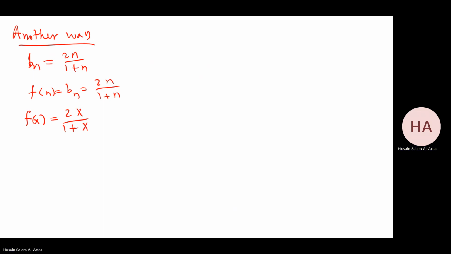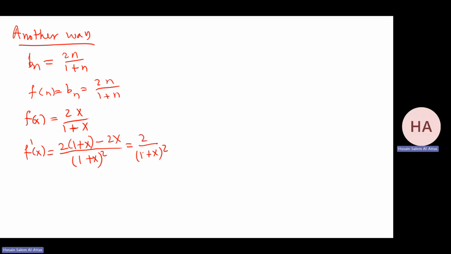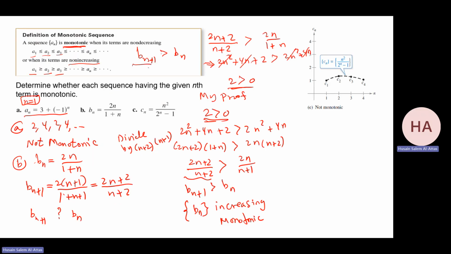I know that if f prime is always positive or non-negative, then it's increasing. If it is negative, then it's decreasing. So this is the way I do it. I need to check f prime. That will be (2(1 plus x) minus 2x) over (1 plus x) squared. That will be 2 plus 2x minus 2x, gone. So this is always positive. So f is increasing. So this sequence is increasing. So these are 2 ways to prove they are increasing, using the same function.